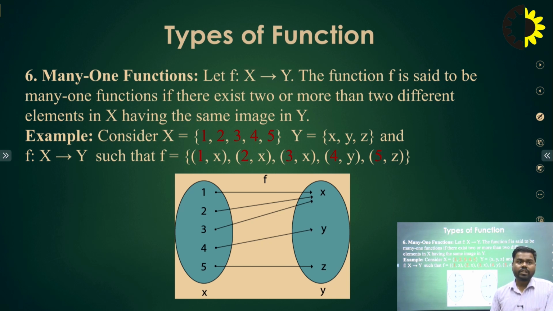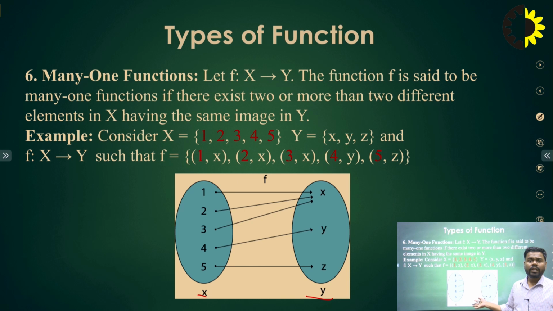So a many-one function means the function f is said to be many-one if there exist two or more different elements in X, where X is the domain, having the same image in Y, where Y is the codomain. You can see this example: the domain X is 1, 2, 3, 4, 5 and the codomain is X, Y, Z. The function maps 1 to X, 2 to X, 3 to X, 4 to Y, and 5 to Z.